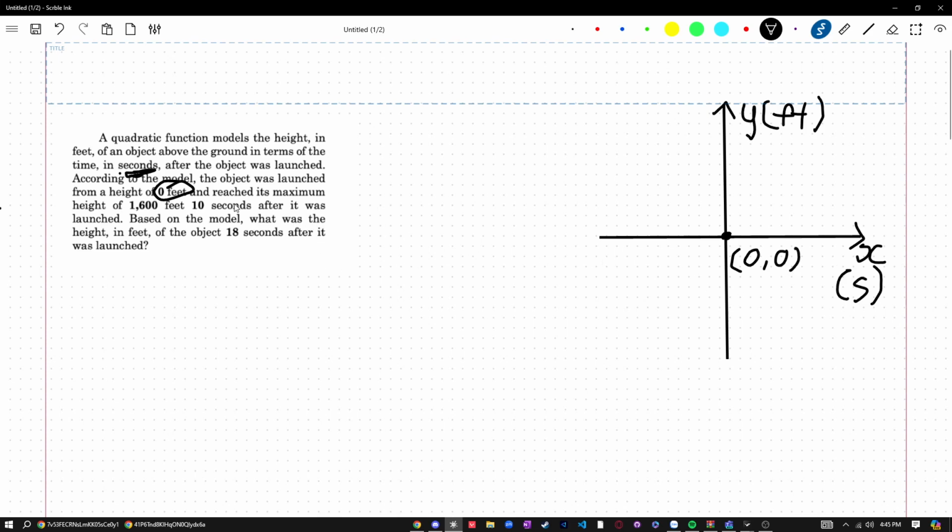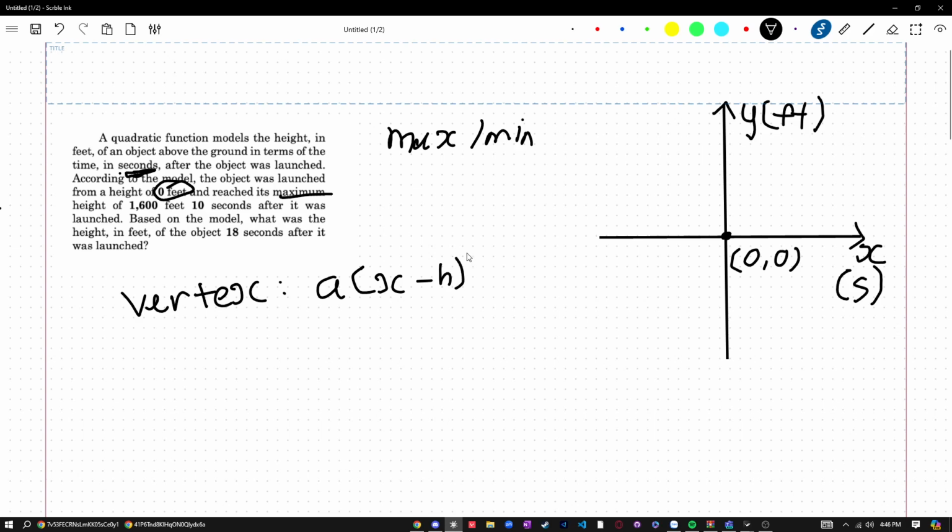And it gives us another piece of information about the maximum value. So whenever the text gives you the maximum or the minimum value, you have to make sure to write the vertex form of the quadratic function. So what is the vertex form? I'm just going to reiterate here. The vertex form is a multiplied by x minus h squared plus k, where h and k correspond to the x and y value of the vertex.